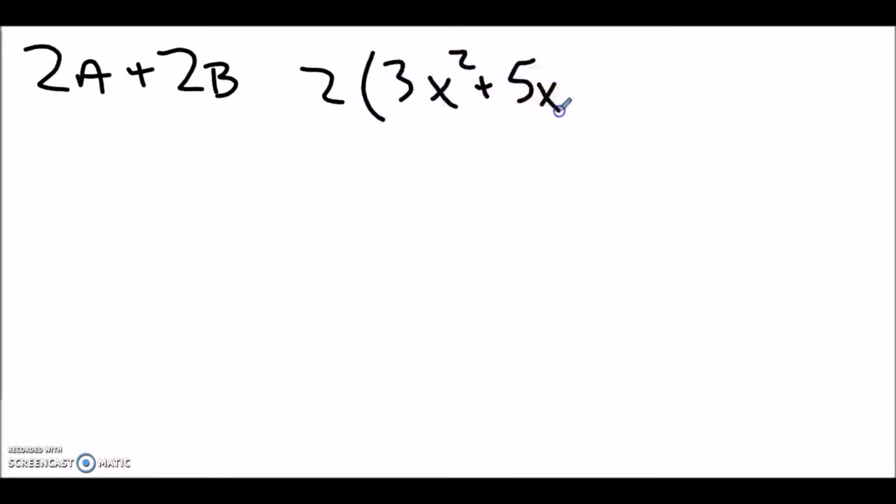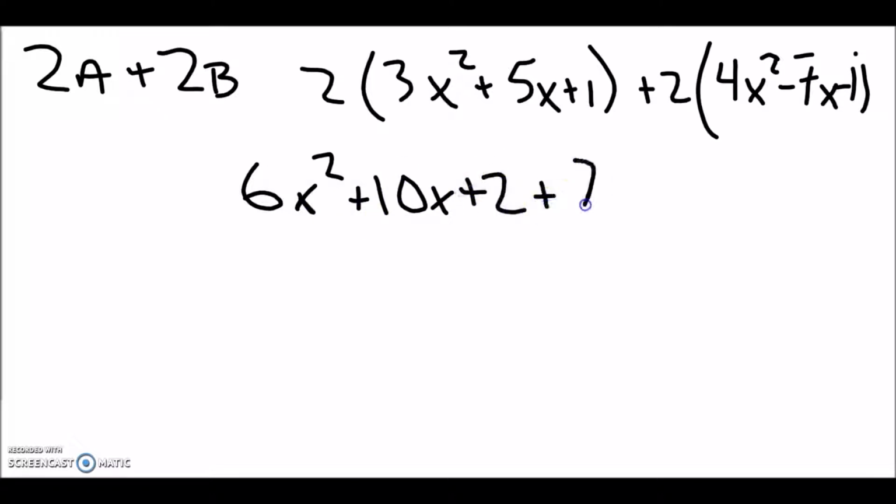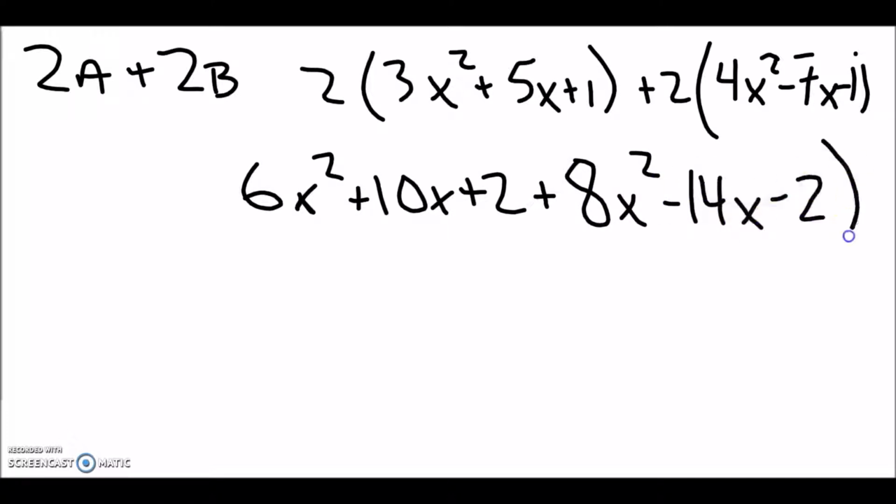What if we had 2a plus 2b? Well, that means I have to take 2 times my a polynomial plus 2 times my b polynomial. That's 6x squared plus 10x plus 2 plus 8x squared minus 14x minus 2. I don't need that parentheses. Yeah, whatever. Sorry.